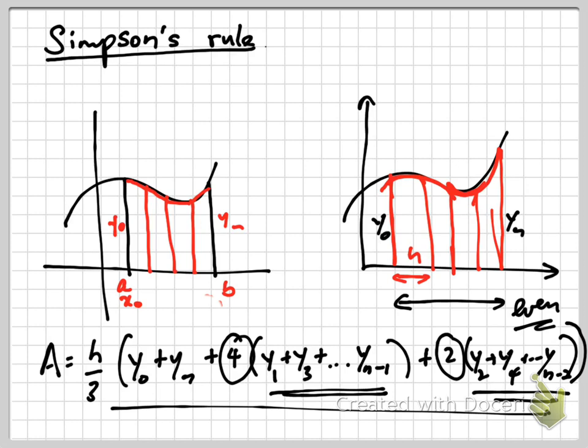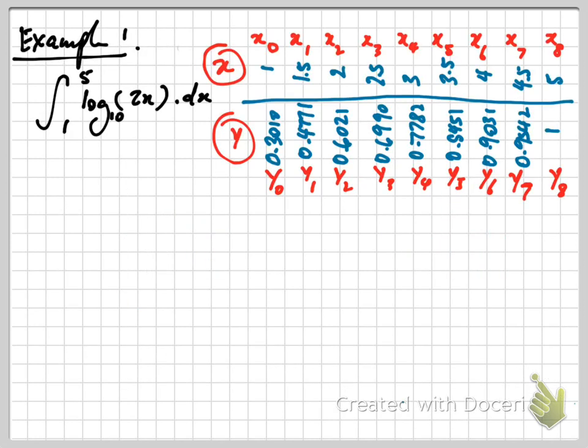Okay, so I won't derive Simpson's rule for you, but let's have a look at how we can use it. All right, so let's say our example is we integrate between 1 to 5 log base 10 of 2x dx. And let's say we have to break it down into 8 strips, so x0 all the way to x8. So we divide 5 minus 1, you get 4. 4 divided by 8 gives you 0.5, and therefore the difference between these, as you can see, starting with 1 and going on to 1.5 all the way to 5, is equal to h.